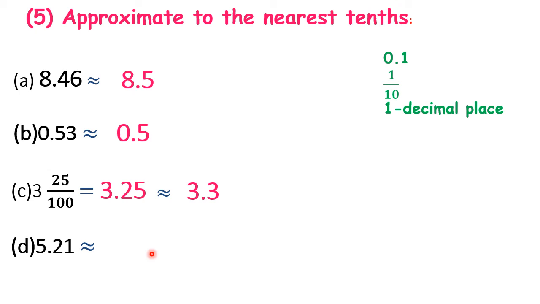D, 5 and 21 hundredths. Put a line in the tenth, it says tenth here, so put a line in the tenth and look at the number before. 1 is a weak number, don't give me anything, so the same number stays the same. The approximation is 5.2.